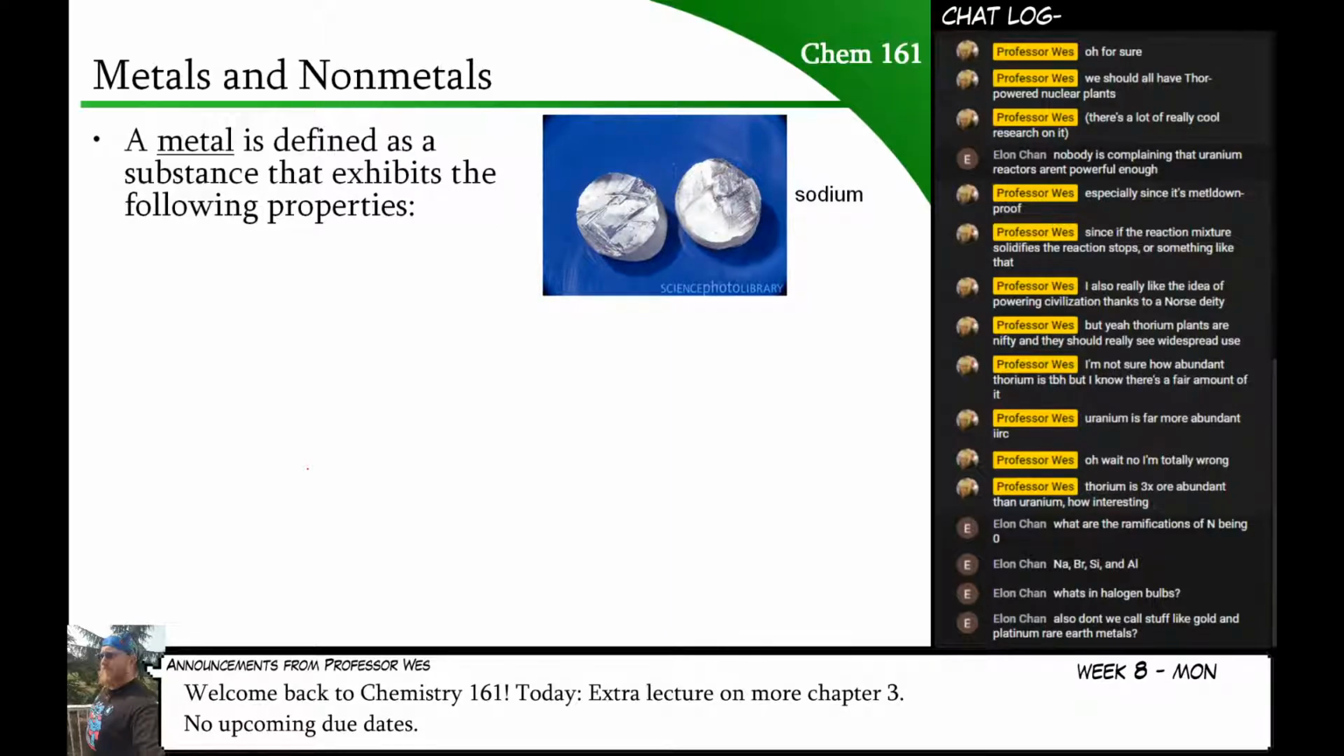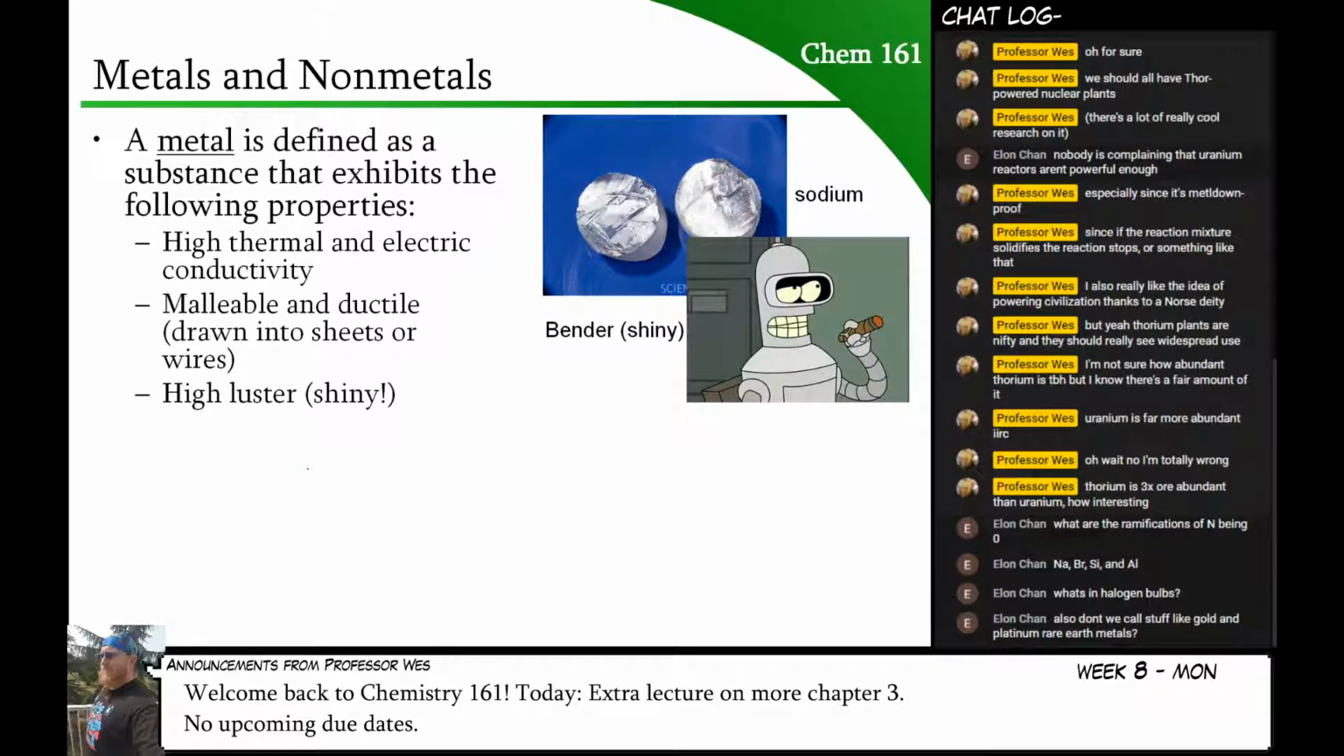A trend on the periodic table that we haven't really talked much about, but it'll be important when we get to Unit 4, is the difference between something that's a metal and something that's a nonmetal. A metal is defined as anything that has the following properties, and it has to have all of these properties, including Bender here. He is a metal. Metals have all of these things in common.